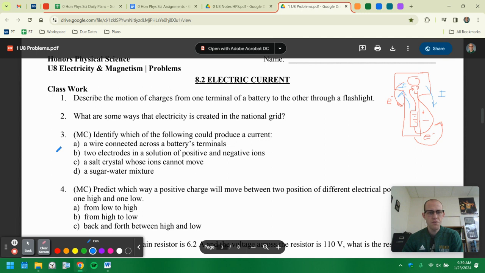And number 3, identify which of the following could produce a current. A wire connected across a battery's terminal. That short circuits the battery, but it does create a current, and that is our one correct answer here. Electrodes in a solution: you would need electrodes connected to something like a body, and then they could travel through. Salt crystals, whose ions can't move. Right there is the key. Cannot move, meaning charges won't move. You will learn what ions are, but ions relate to electrons. And a sugar water mixture has no talk about anything moving. So nothing happening there.